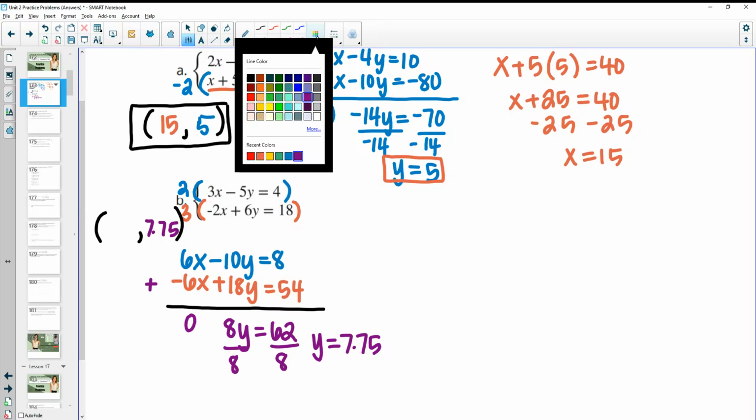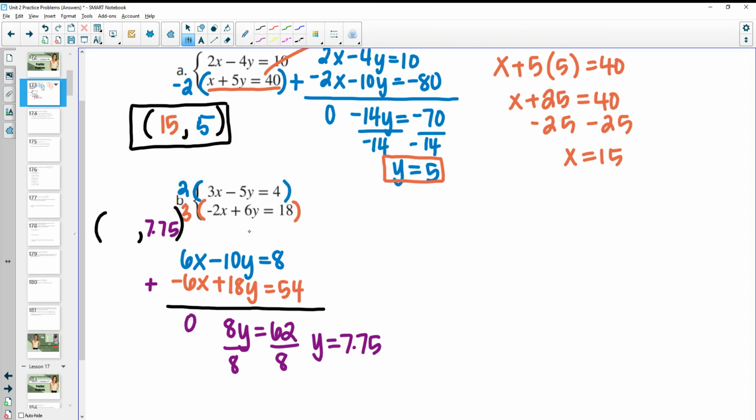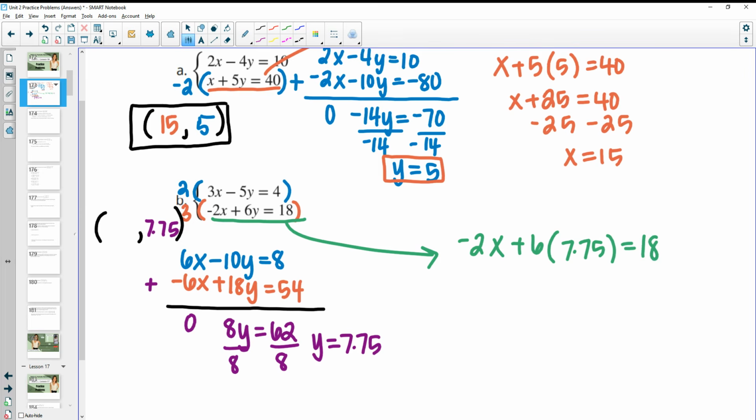So now we'll go ahead and plug that into one of our other equations. So I'm just going to take this bottom one. Doesn't matter which one you choose. So it's going to be -2x plus 6 times our y value, which is 7.75, equals 18. So we'll get -2x, and then 6 times 7.75 gives you 46.5. So then we'll be able to subtract 46.5 from both sides of the equation.